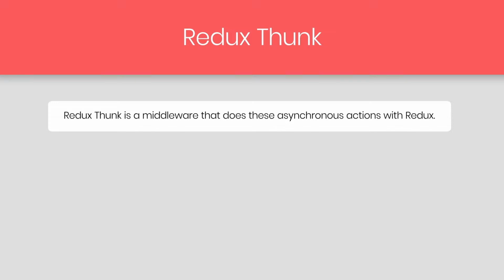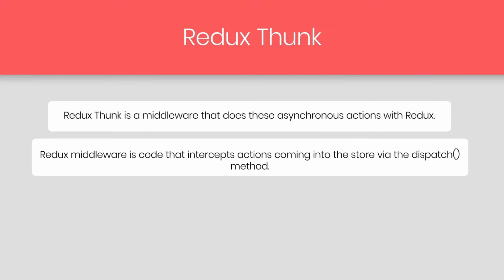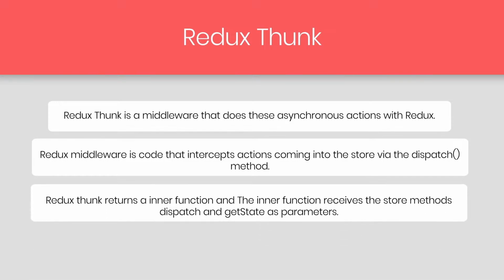In this lecture, we're going to learn what Redux Thunk is and how to use it in a Redux application. Many times, when building a web application, you will need to call an API, which means some asynchronous action is going on. Redux Thunk is a middleware that does these asynchronous actions with Redux. Redux by itself does not allow asynchronous actions. Redux Thunk is a middleware library for Redux. Redux middleware is code that intercepts actions coming into the store via the dispatch method. Redux Thunks return an inner function, and the inner function receives the store methods dispatch and getState as parameters.